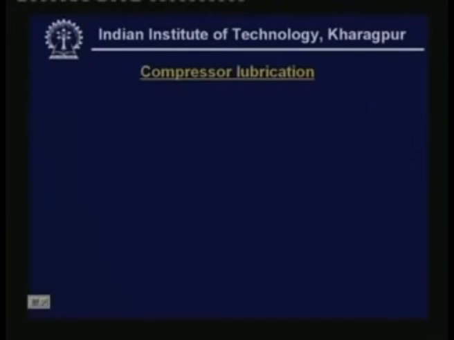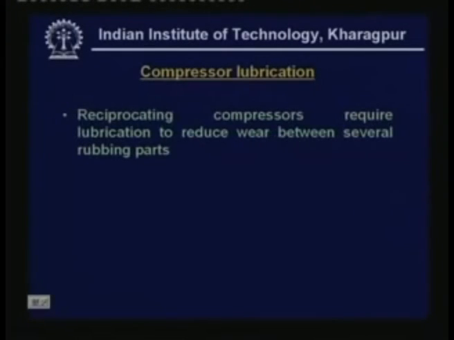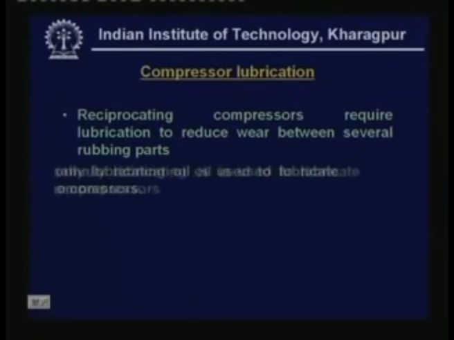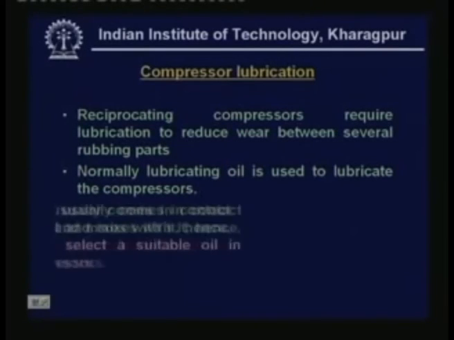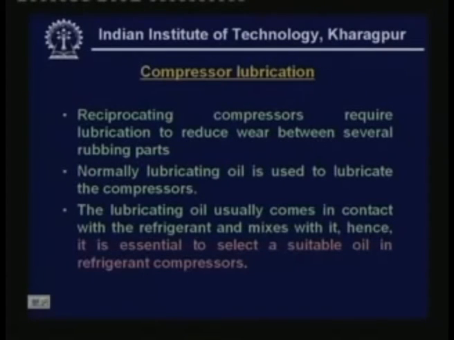Now let us quickly look at compressor lubrication. Normally any compressor requires lubrication, and reciprocating compressors require lubrication to reduce wear between several rubbing parts. Normally lubricating oil is used to lubricate the compressors, and the lubricating oil usually comes in contact with the refrigerant and mixes with it. This is one typical problem in refrigerant compressors, because the refrigerant and the oil come in contact. So it is essential to select a suitable oil in refrigerant compressors.